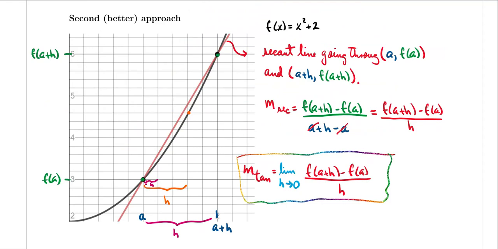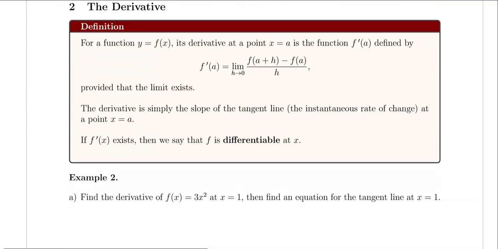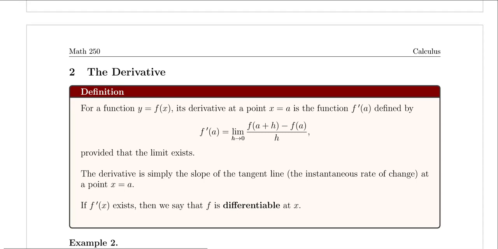All right, now, without further ado, let's take a look at a new definition, and this is the definition for the derivative. And here we have it in all of its glory. For a function defined as y equals f of x, its derivative at a point x equals a is the function, now we have an f, but what seems to be an apostrophe here. This is read as f prime at a, and this is defined by the following formula. f prime at a is equal to the limit as h approaches 0 of f of a plus h minus f of a all over h, provided of course that the limit does exist.